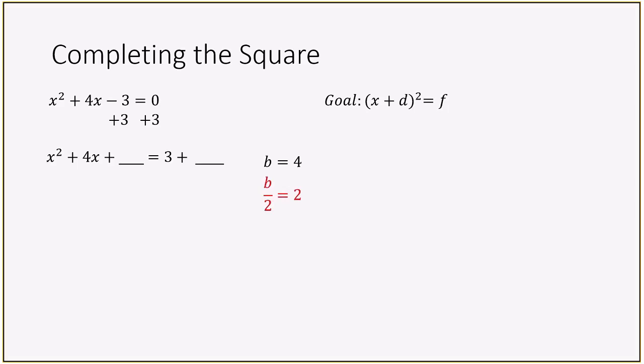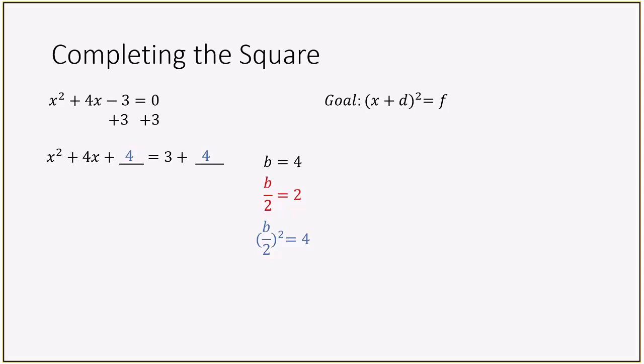Finally, the third piece of information is I'm going to square my b over 2. So my b over 2 is equal to 2, so b over 2 squared in this case is equal to 4. So my first step when I go back to my equation is I'm going to take that third piece of information and put it in both blank spots. So I'm going to put a 4 on the left side, I'm going to put a 4 on the right side. Following the golden rule of algebra, if I put something on one side, I put it on the other.